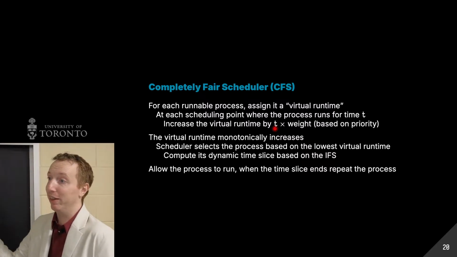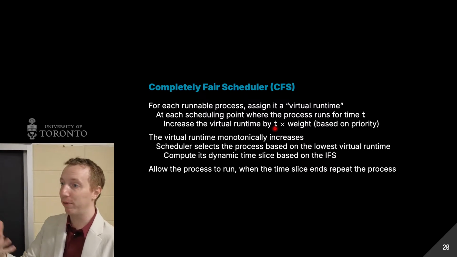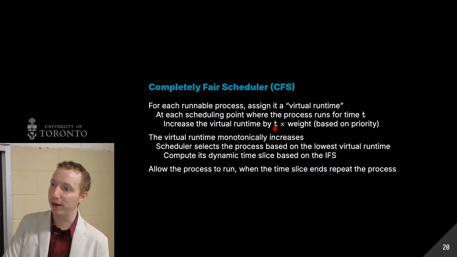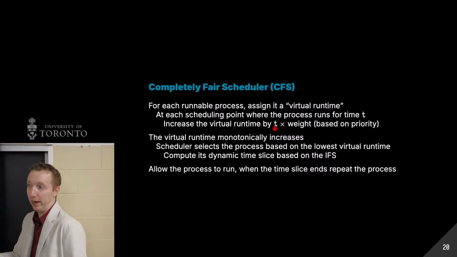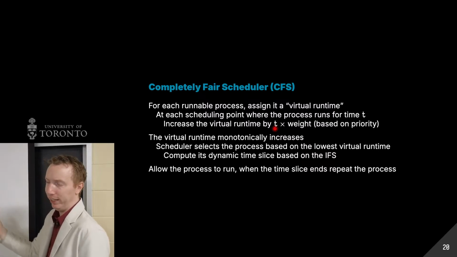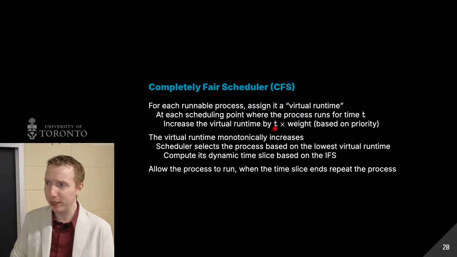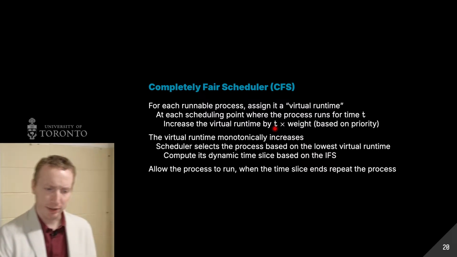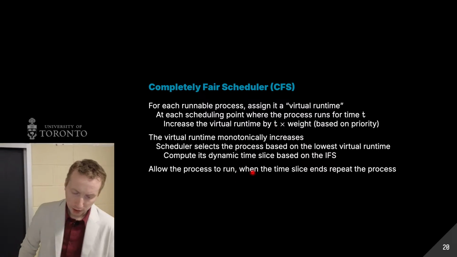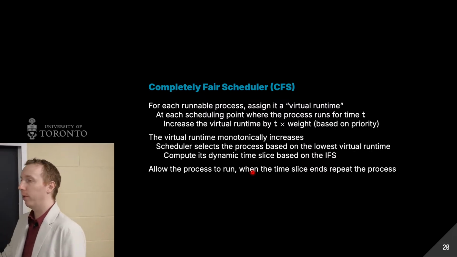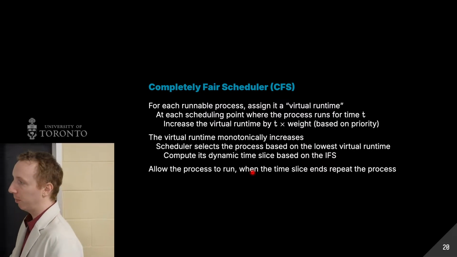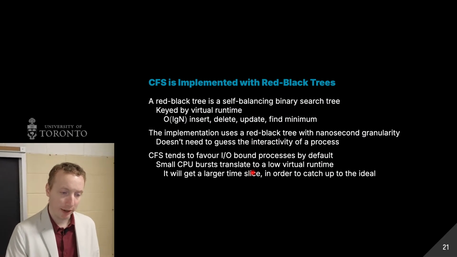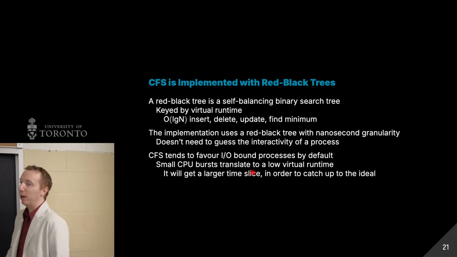So it's less likely we're going to run, right? We ran for 1 second, we got 51 count against us, instead of the lower one, which ran for 1 second and got 21 count against us. And the higher priority one is likely to run again because it has a lower virtual runtime. And yeah, it gets kind of fudgy. So we just allow that process to run. When its time slice ends, we just repeat that process again. So basically that's how it works and how it's implemented with red-black trees.